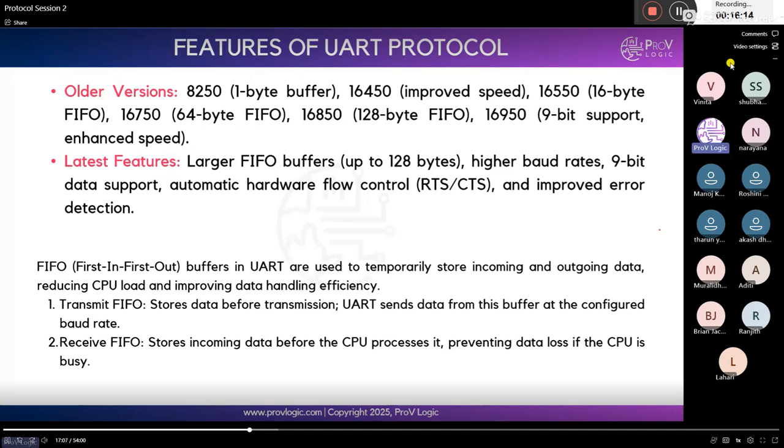Advantages in the sense is simple, easy, no need of clock. So if there is no clock, it reduces the complexity, and reliability in data transmission, flexible and configurable, and low power consumption. These are the advantages, not just advanced features.